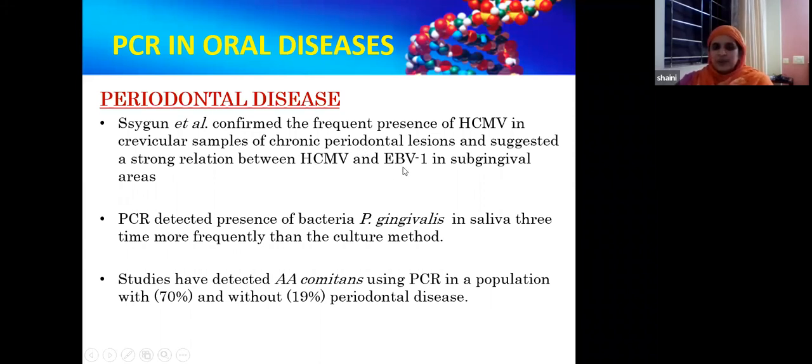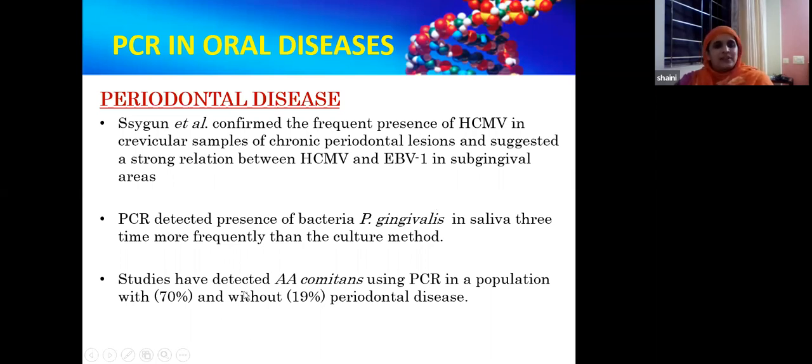These are cytomegalovirus and Epstein-Barr virus. They have been shown to have a strong correlation with subgingival plaque and calculus areas. Coming to bacteria and periodontal disease, again, PCR tests can show the presence of P. gingivalis three times more frequently as compared to traditional culture methods.